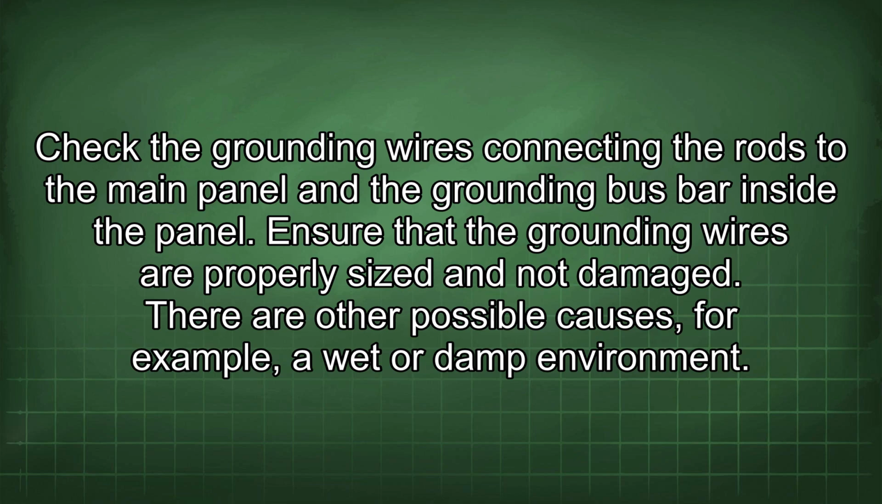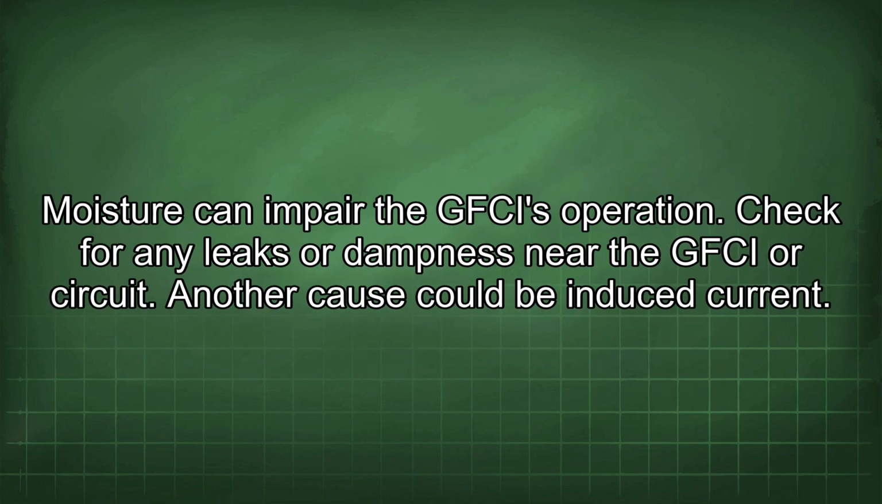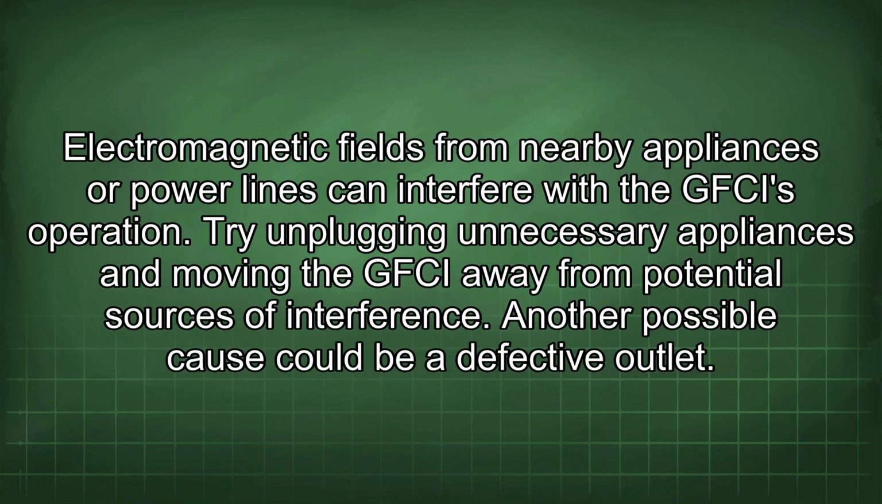There are other possible causes, for example, a wet or damp environment. Moisture can impair the GFCI's operation. Check for any leaks or dampness near the GFCI or circuit. Another cause could be induced current. Electromagnetic fields from nearby appliances or power lines can interfere with the GFCI's operation. Try unplugging unnecessary appliances and moving the GFCI away from potential sources of interference.